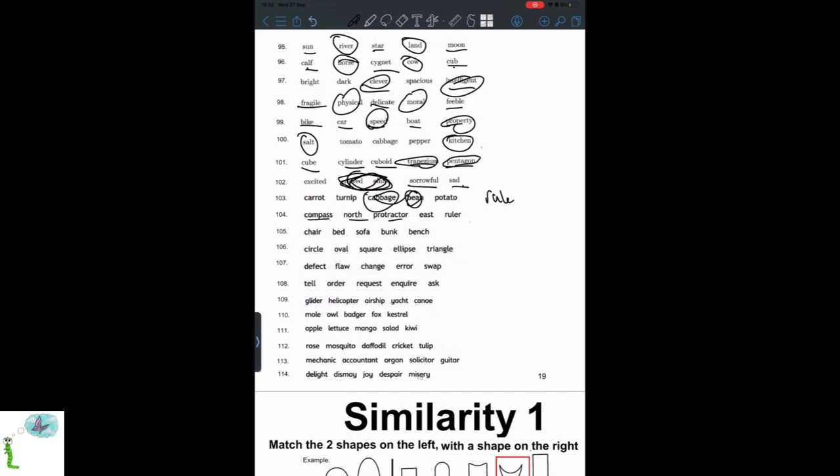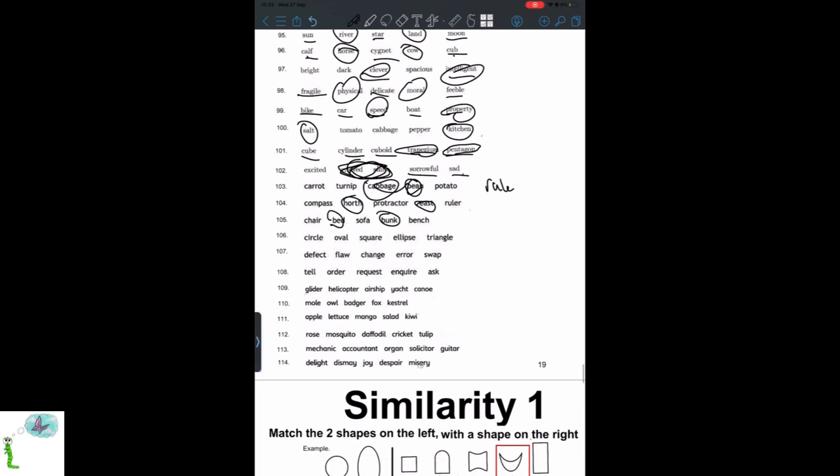Compass, north, protractor, east, ruler. The rule is that all of these three are something like equipment, school equipment, right? And north and east are not. Chair, bed, sofa, bunk, bench. So the chair, something you sit on, sofa, something you sit on, bench, something you sit on. So that's the rule. These two are going to be out.